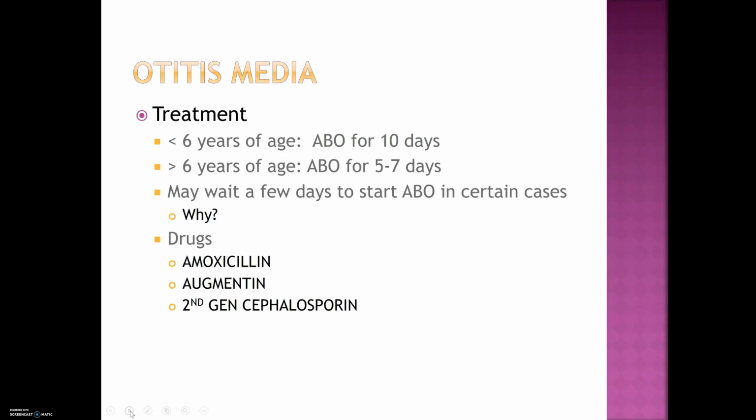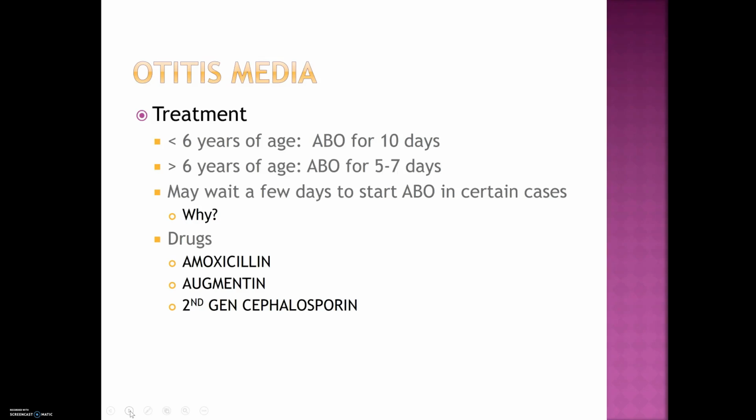Treatment. So if you're less than 6 years of age, you're going to get an antibiotic for 10 days. If you're greater, you're going to get an antibiotic for 5 to 7 days. Typically, you're going to get amoxicillin as the first line, and then Augmentin second, and then if you're allergic to amoxicillin, you're going to get cephalosporin second generation. Follow-up will be needed to make sure that the antibiotics cleared the infection.